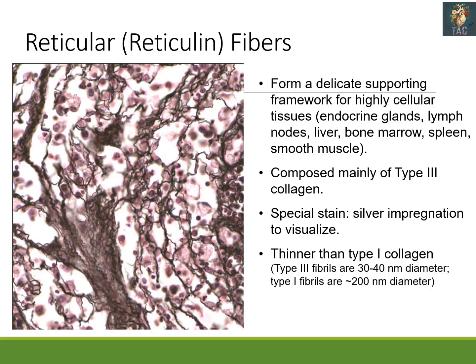So reticular fibers are the next type. They form a delicate supporting framework for highly cellular tissue, that is endocrine, the lymph, the liver, the bone marrow, the spleen, the smooth muscles, composed mainly of type 3 collagen. Special stain is the silver stain which is used to visualize these fibers. These are thinner than type 1 collagen, usually 30 to 40 nanometer in diameter, while type 1 collagen fibers are usually 200 nanometer or more.